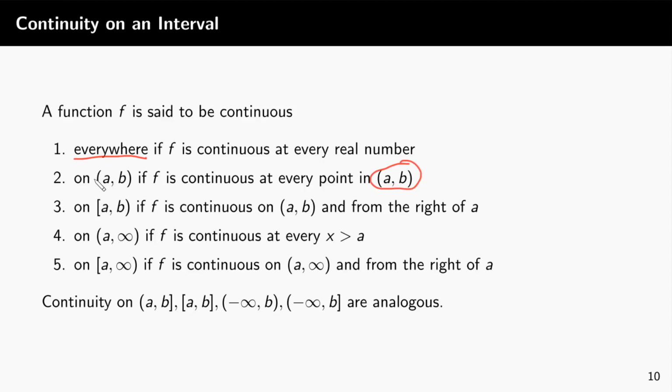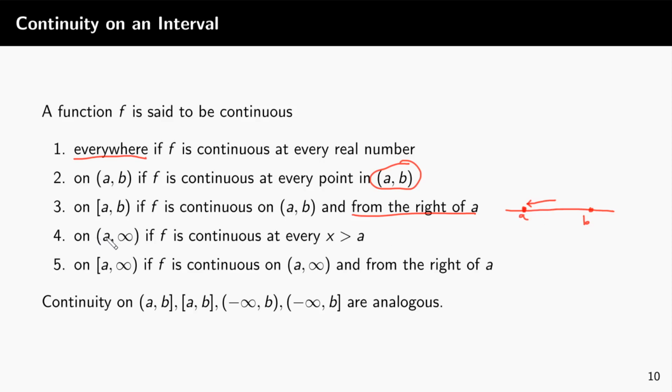Now, number 3. Okay, this is related to number 2. The only difference here is that we included the left endpoint of our interval. We can include this left endpoint if we are also continuous from the right of A. So, if here is A and here is B, and our function is continuous on that interval, all the numbers here, our function is continuous. Now, we can include the left endpoint A if the limit from the right of A, if our function is continuous from the right at x equals A.